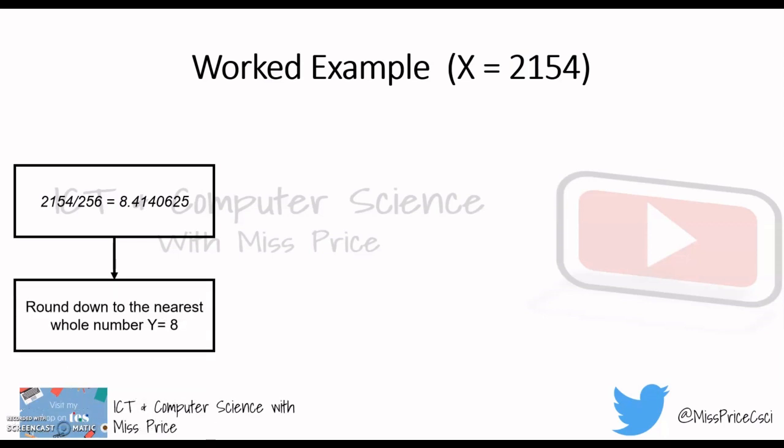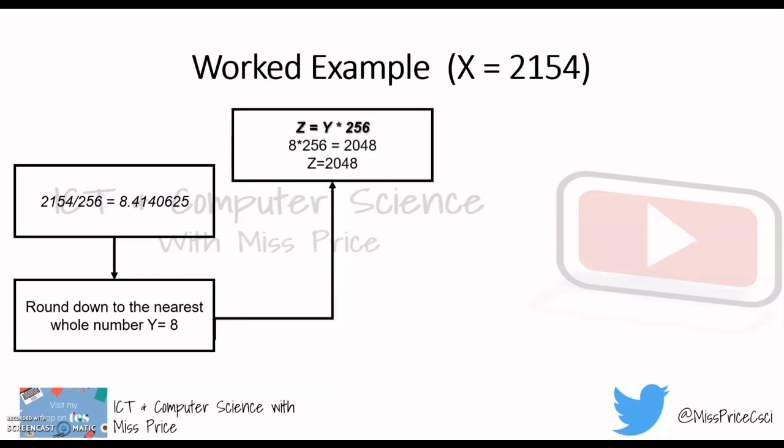Our second part of our algorithm says we need to round it down to the nearest whole number to give us the value of y. Okay, so x is 2154. Now we have a value for y. We're rounding that down to 8. Now we need z. Y is 8. We're going to multiply that by 256. So that will give us 2048. So now we've got a value for z. So z is 2048.